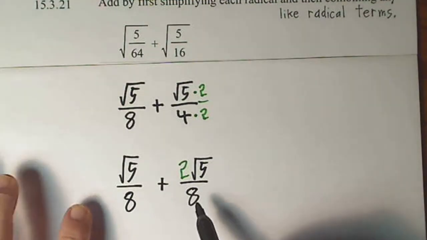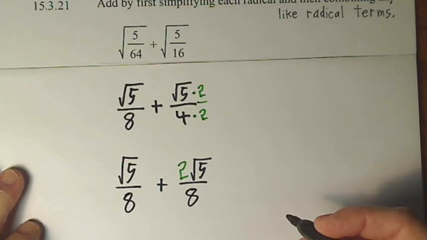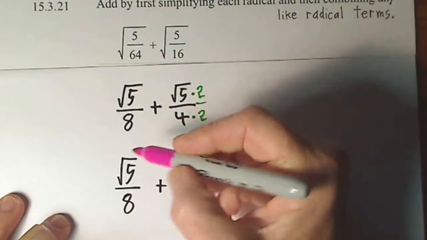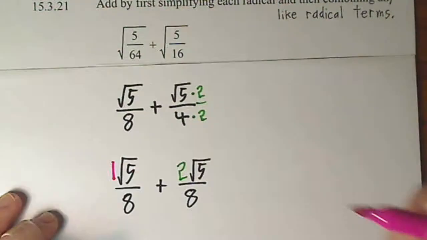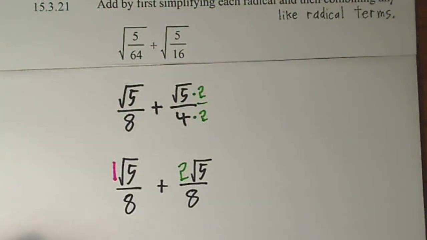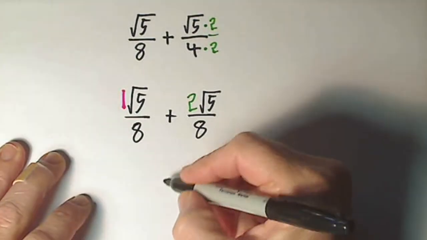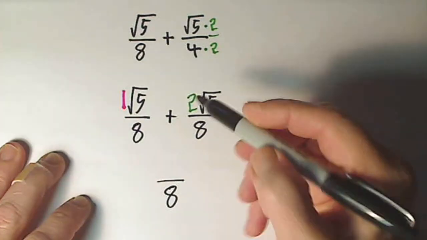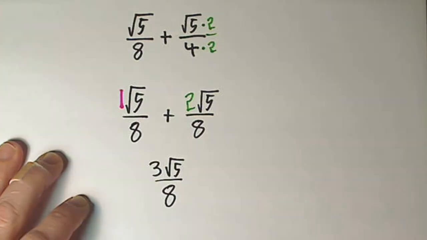Okay? Now I have common denominators. I have the exact same thing under the radical, so I can add these. And don't forget, if nothing's in front of the radical sign, just like parentheses or a variable, there's a 1 sitting there. Okay? So when we add these, our common denominator is 8. 1 plus 2 is 3. And radical 5 just comes along for the ride.